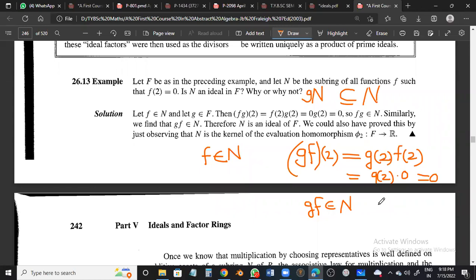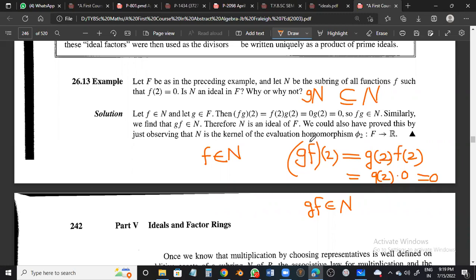So F is a member of N and G is any random function I have chosen from F. So for any function G multiplied to set N, we are checking what happens. If I multiply G to N, it means I'm multiplying every function in N by G, and to check whether it goes back in N or not, I just count it.